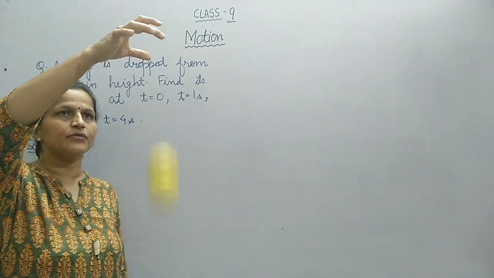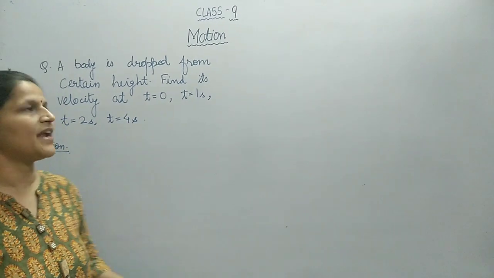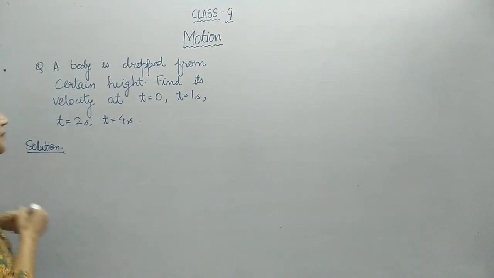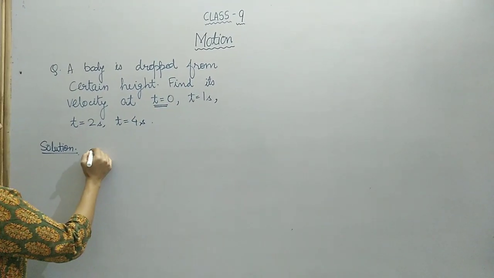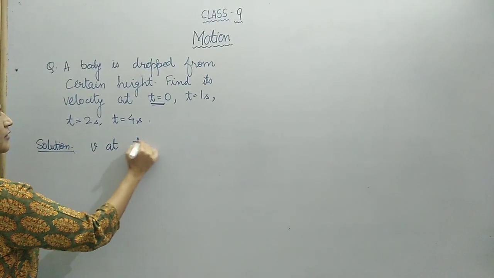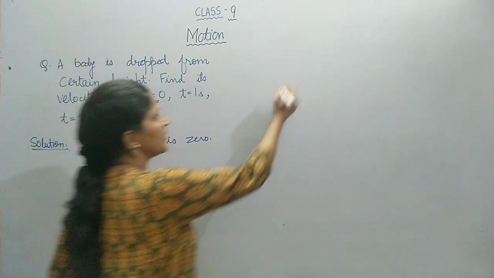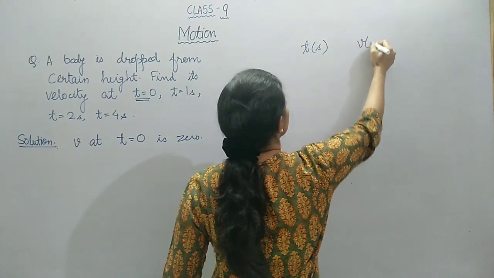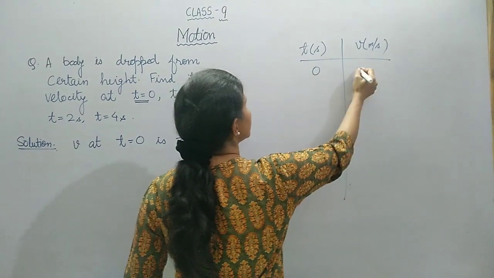When I drop it down, its velocity goes on increasing and we have to find out what will be its velocity after 1, 2, 3 and 4 seconds and so on. So we can clearly see, directly write down for the first situation that velocity at t equal to 0 is 0. If I write down these values in tabulated form, then at t equal to 0, the velocity is 0.